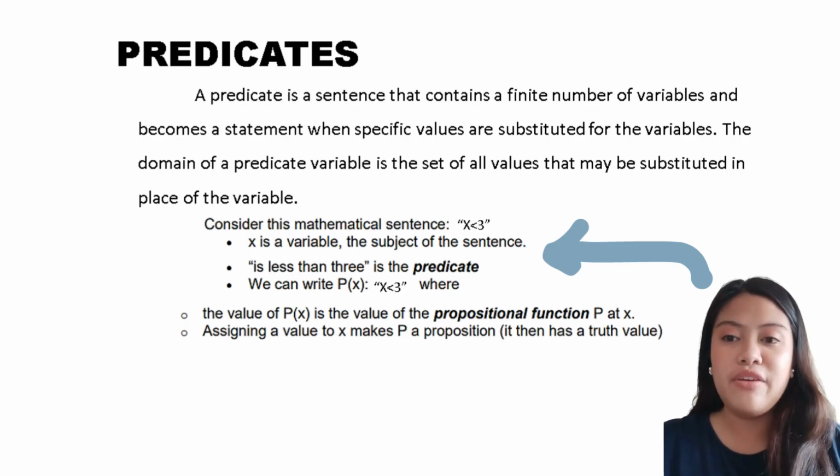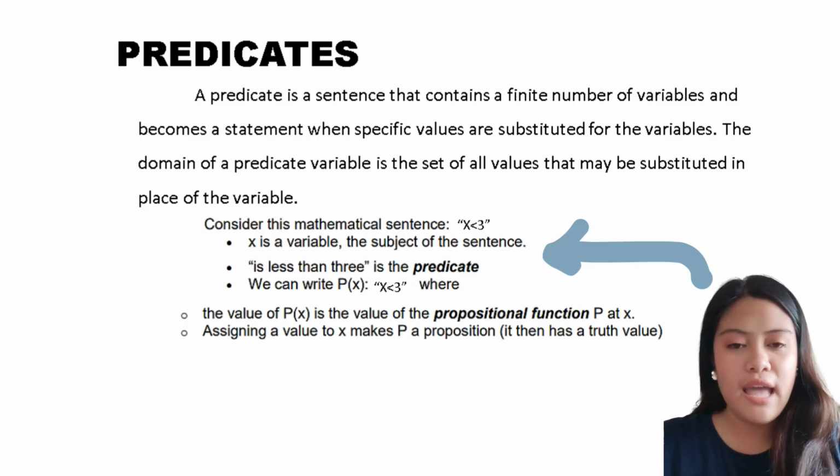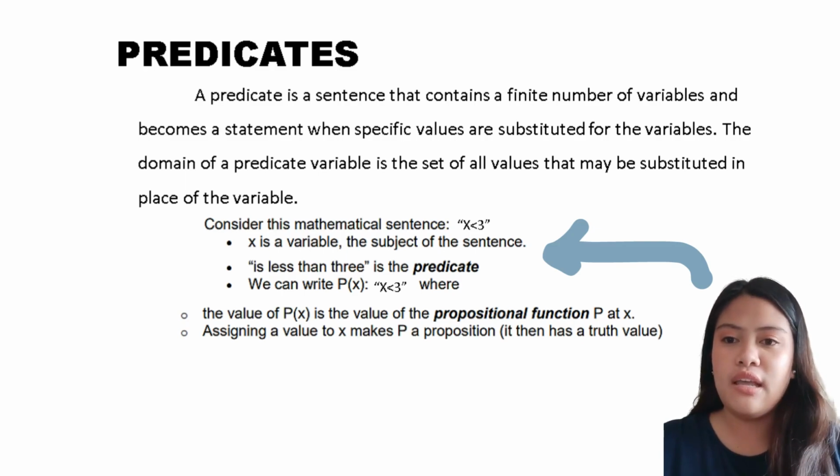We can write P(x) equals "x is less than 3," where the value of P(x) is the value of propositional function P at x. Assigning a value to x makes P a proposition, which then has a truth value.